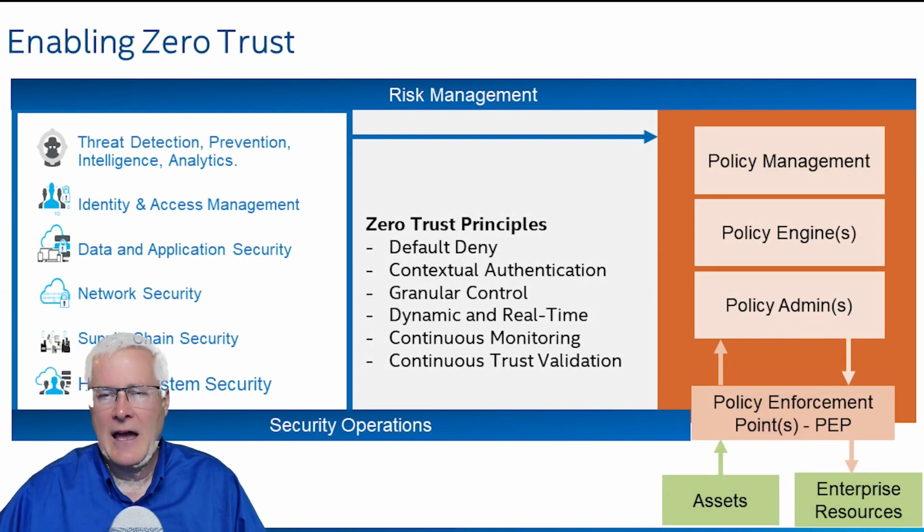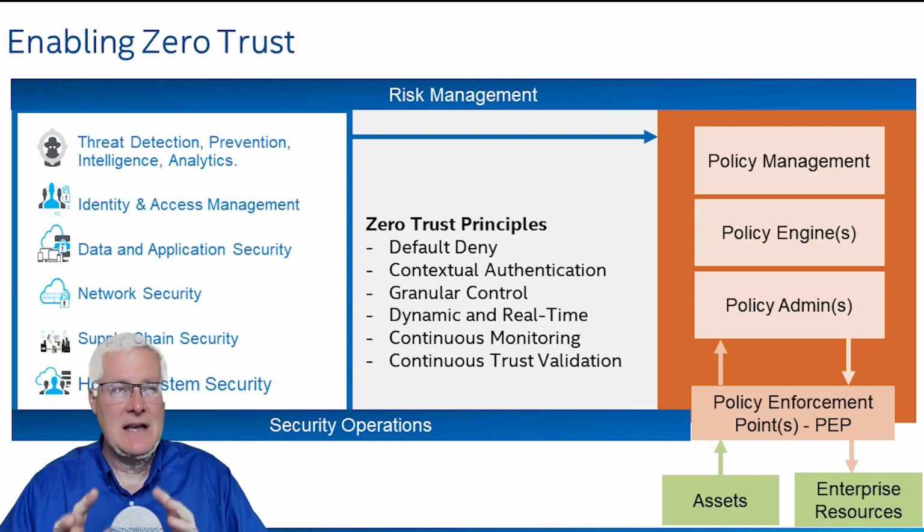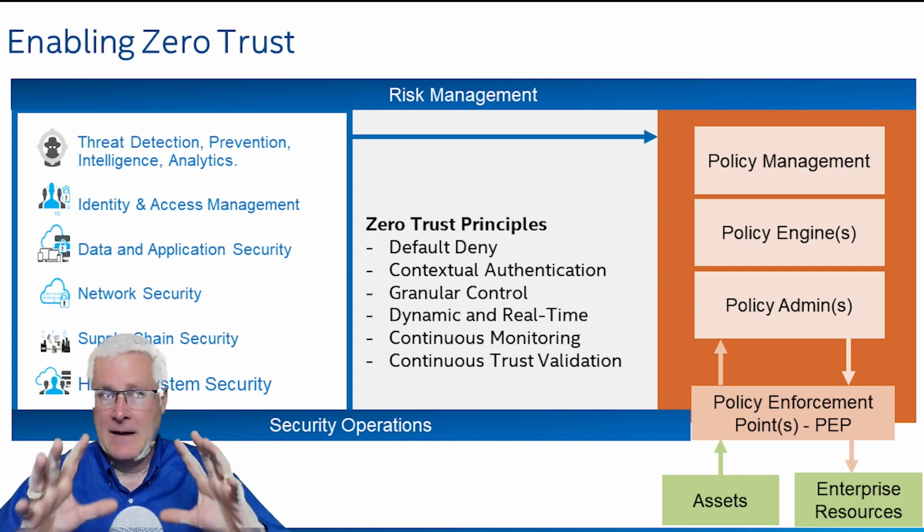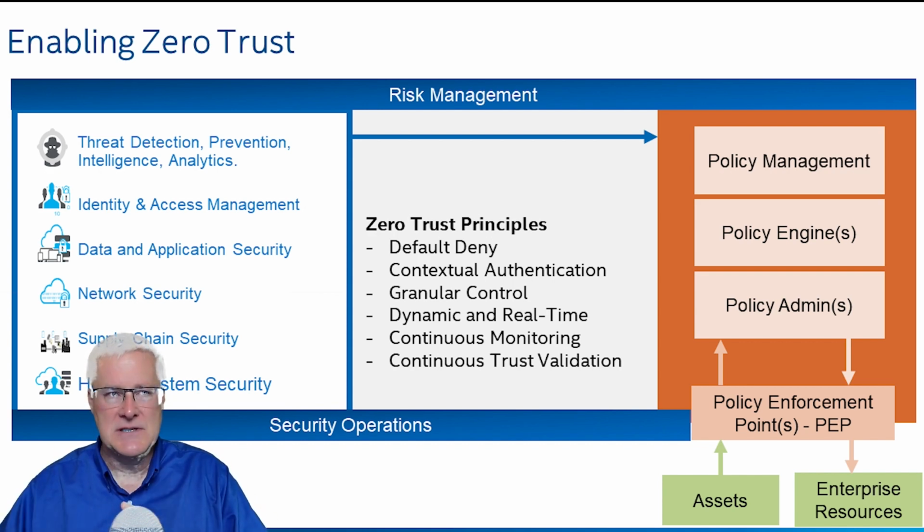So let's take a look at what it takes to enable zero trust. First, the first thing you have to understand are the 6 domains, which we already talked about: threat detection, identity management, data and application security, network security, supply chain security, and host and system security. Understanding those and then applying zero trust principles. Now, these are interesting. Zero trust principles like default deny. Don't let anyone in. By default, don't let anyone in. Contextual authentication, including temporal authentication, meaning I have access for a short period of time or a designated period of time. Granular control, all the way down to data elements if you need it, right? Dynamic and real-time controls. Continuous monitoring. Continuous trust validation. I trusted you once. Do I trust you again? Right? I've got to establish these key principles.